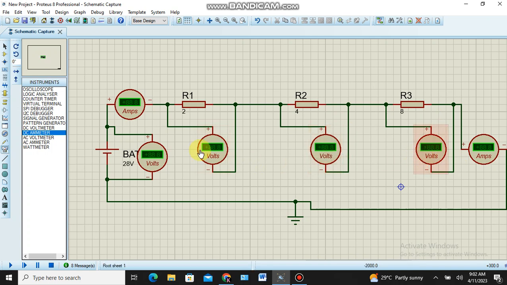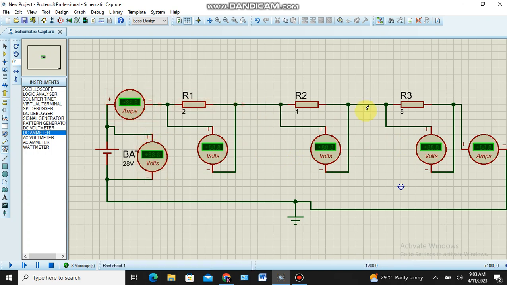That means this voltmeter measures the voltage across R1, this one across R2, and this one across R3. If we add these three voltmeter values, we get the total voltage. We can add this voltage plus this voltage plus this voltage to get the total voltage. So total voltage Vt equals V1 plus V2 plus V3 in a series circuit.